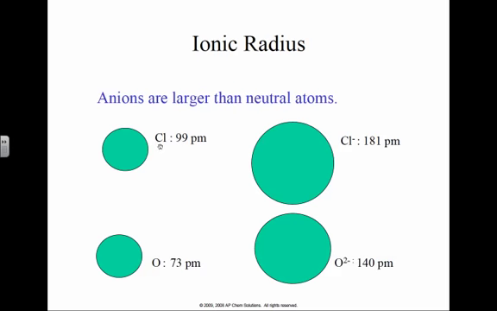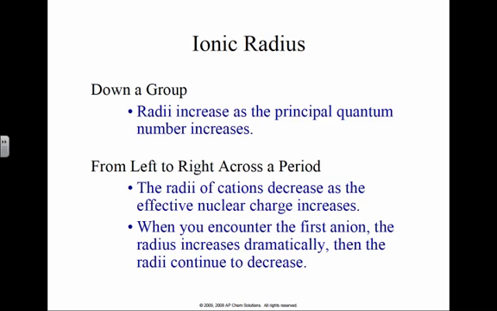On the other hand, here's chlorine, here's chloride. If I add another negative electron right here, okay, if I'm adding a negative, what's going to happen to all those other negatives? They're going to repel and it's going to get larger. So anions get larger, cations get smaller.